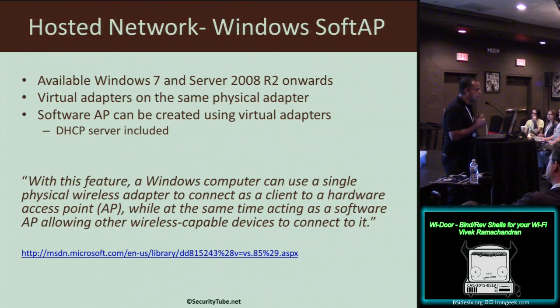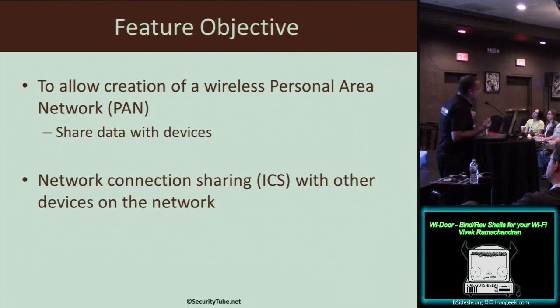Now, if you're wondering, how can a card probably be on two channels at the same time? Well, the hosted network is on the same channel as the access point you're connected to. Okay? And if you aren't connected to any AP, the hosted network will automatically select a channel for you. Now, why is this feature available? To support personal area networks, right? You're at one of those hotels who wants you to pay per device. You can just connect your laptop, enable hosted network, and share that same connection with all your other devices.